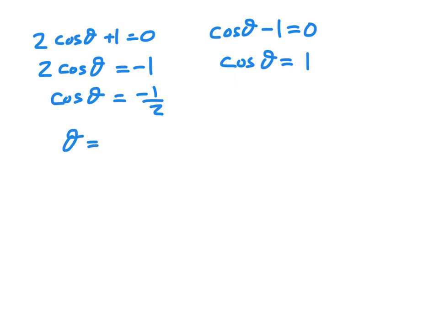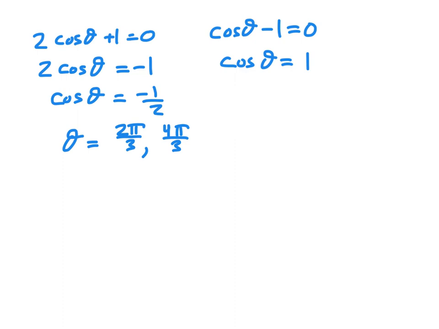The first one, we want all values where cosine is negative 1/2. And this would be both in the second and the third quadrants where the cosine function is negative. And we know cosine of pi over 3 is 1/2. And so we're going to be looking for the angles in quadrants 2 and 3 whose reference angle is pi over 3. So this would be 2 pi over 3 in quadrant 2 and 4 pi over 3 in quadrant 3. And so these are our two angles whose cosine is negative 1/2.